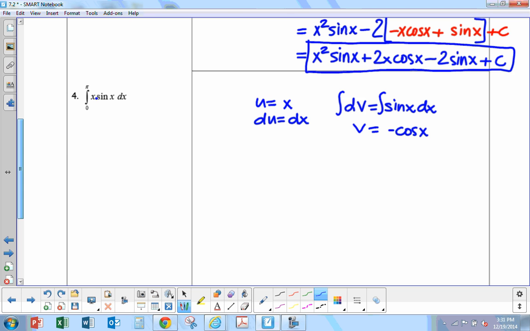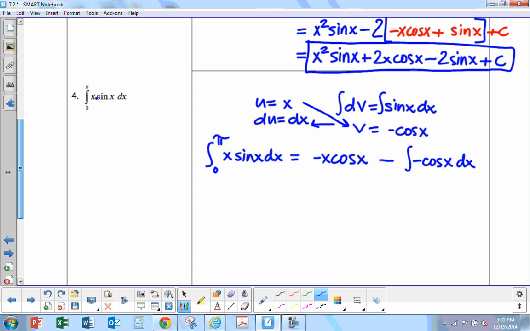Okay, so now I have the integral from 0 to pi of x sine x dx is equal to u times v, so negative x cosine of x, minus the integral of v du, so the integral of negative cosine of x dx. And I'm going to go back and change my double negative to just be a plus. And now I'm also going to go back and talk about the bounds on the original. The bounds were 0 to pi.